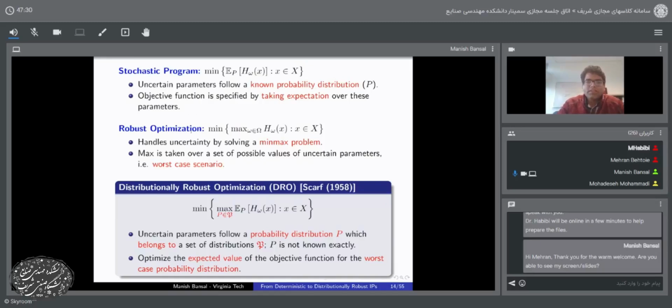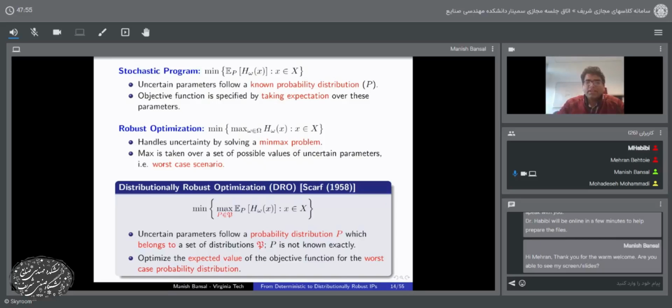In robust optimization, essentially we handle uncertainty by solving this min-max problem because the max is taken over a set of possible values of uncertain parameters. Essentially, we are looking for a worst case scenario. Distributionally robust optimization is more like a hybrid of these two approaches, where instead of taking the worst case scenario, you're looking for a worst case probability distribution.